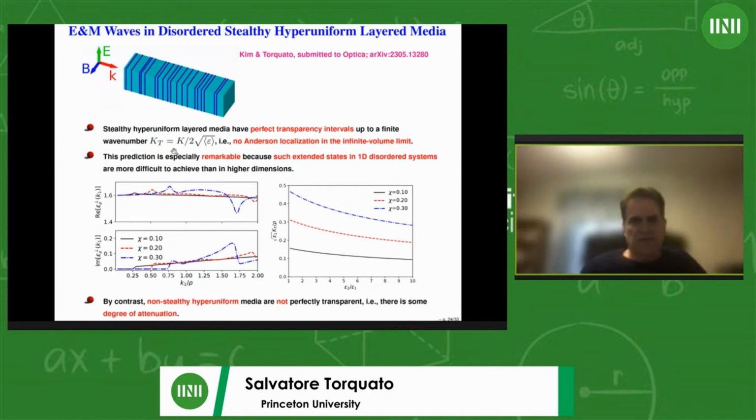And again, you can see what I just mentioned earlier, that you predict a perfect transparency interval up to this finite wave number, where in principle you would have no Anderson localization in the infinite volume limit. Of course, this is not a proof because you have higher order terms, but we know for various good reasons that even if there is Anderson localization in the infinite system limit, for any reasonable finite size sample, the localization length would be much, much bigger than the sample size.